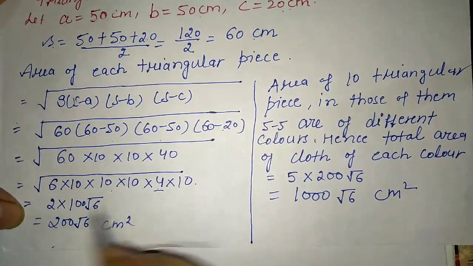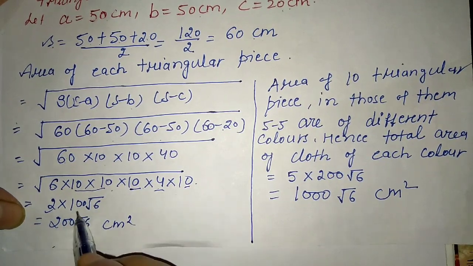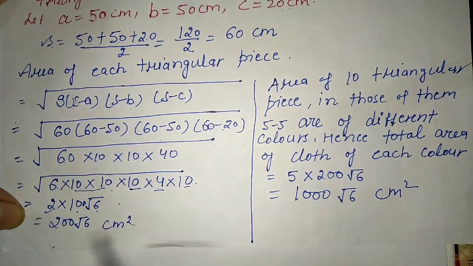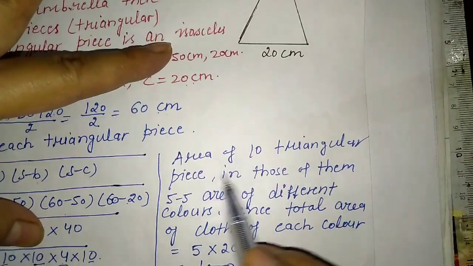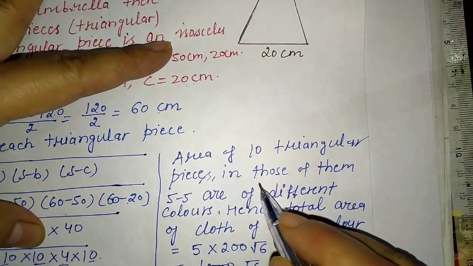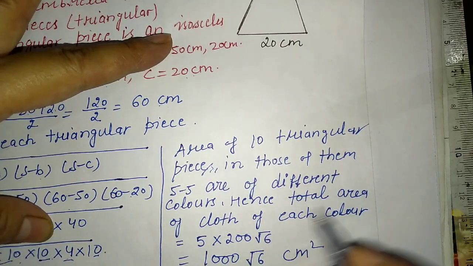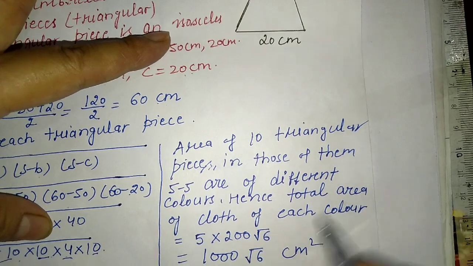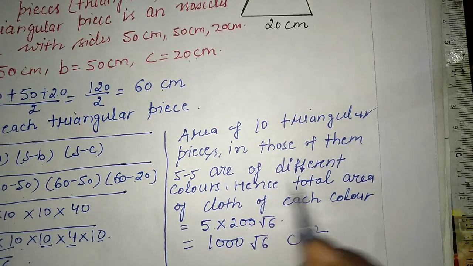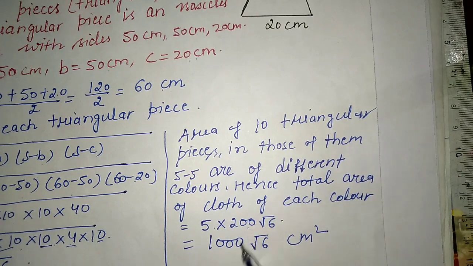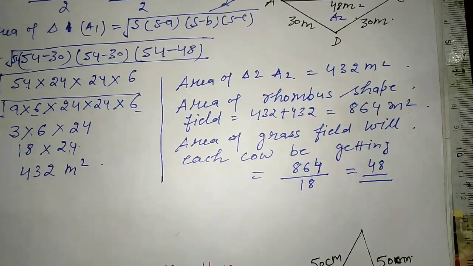So this 4 can be written as 2 squared, and this 2100 can be written as 100, and here is under root 6. So what do we have? 200 root 6. So the area of 10 triangular pieces, of which 5 are of different colors, and the total area of cloth of each color is 5 into 200 under root 6. So the total area of cloth of each color required is how much?